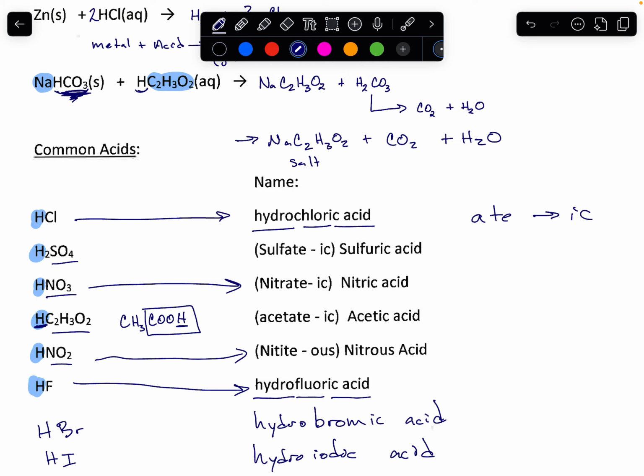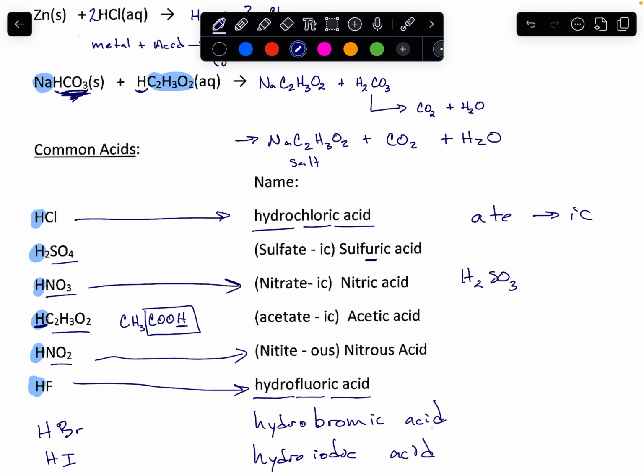Right. Last one to draw your attention to is that H2SO4 doesn't exactly follow the rules here. We got sulfate, so it should be sulfic acid, but that doesn't quite run off the tongue nicely. So we do add in that extra syllable. We call this sulfuric acid.